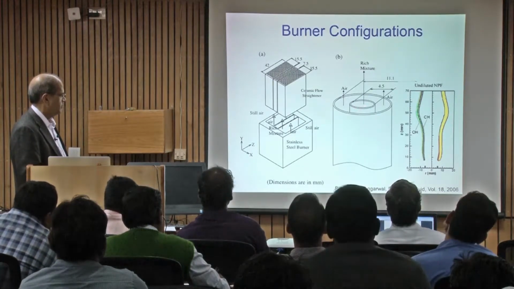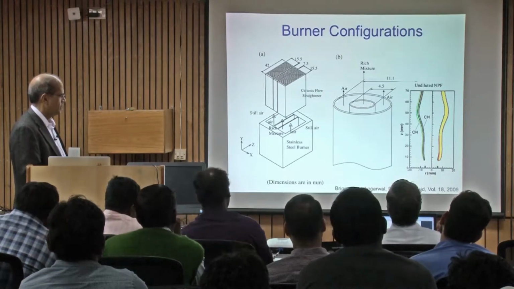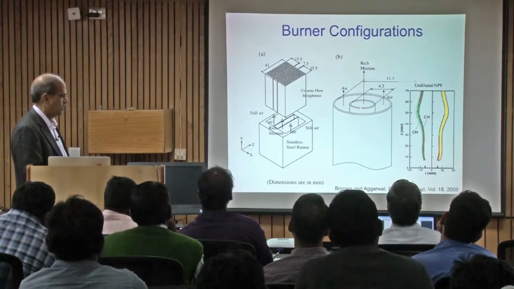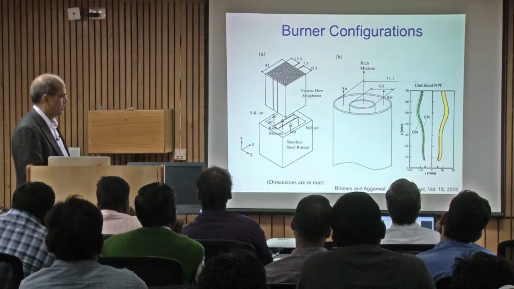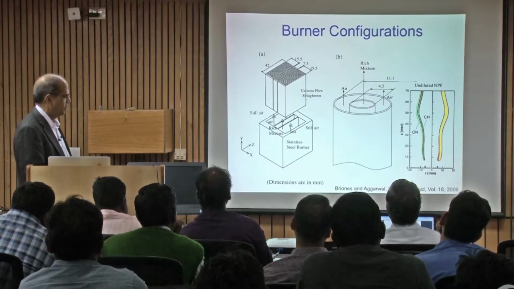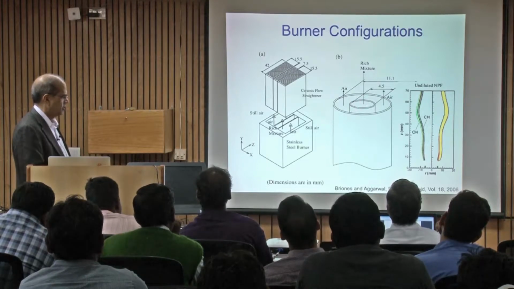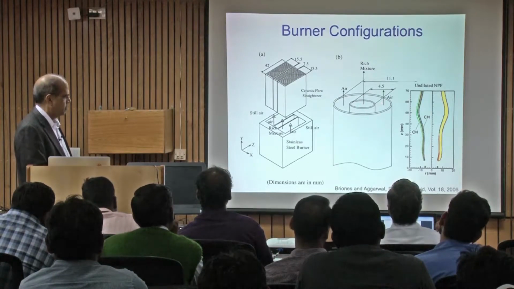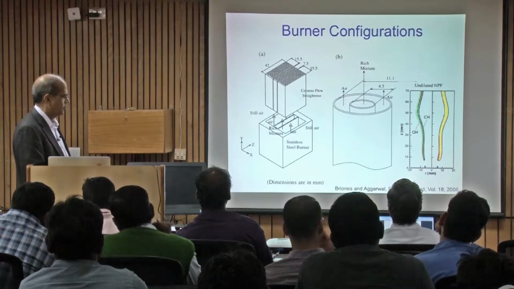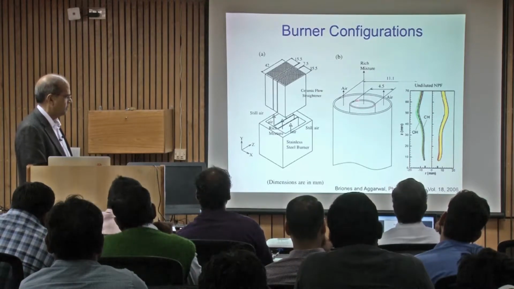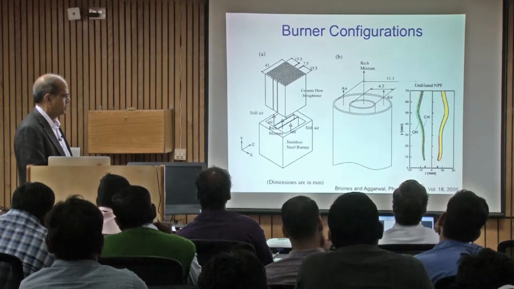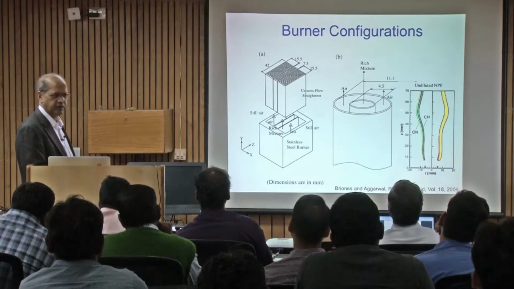For partially premixed flames, you also add some air to the fuel jet, so you have a fuel-rich mixture in the fuel jet, and then you can also add some fuel in the air jet, so then you can get a triple flame.